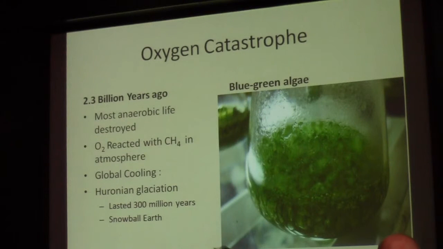Okay, next. And here's the little guy that caused all of the problems. He destroyed most of the anaerobic life that was pretty well common on the Earth at the time. O2 reacted with the methane that was in the atmosphere. Methane is a great global warming gas, and as a result, it caused global cooling. Huronian glaciation was the result, and that lasted for 300 million years. You've heard of Snowball Earth? Okay, this little guy caused it.